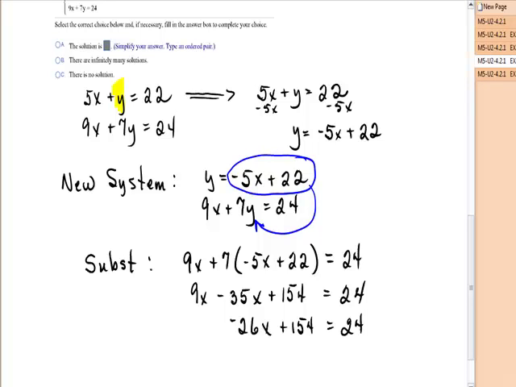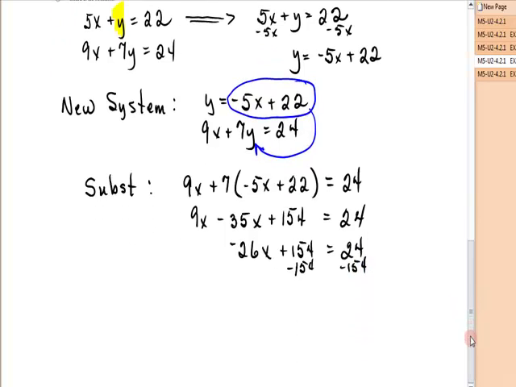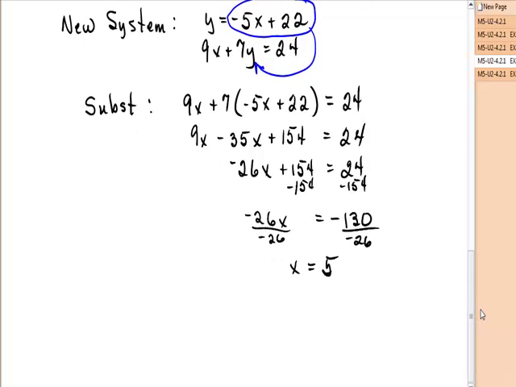If you hear some noise, it's me grabbing my calculator. I'm going to subtract 154 from both sides. That gives me negative 26x is equal to negative 130. Divide by negative 26, and x is equal to 5. So that worked out nicely. You will not always get integers as answers, but these problems are a little bit rigged. It really helps with your confidence level when you do get an integer.